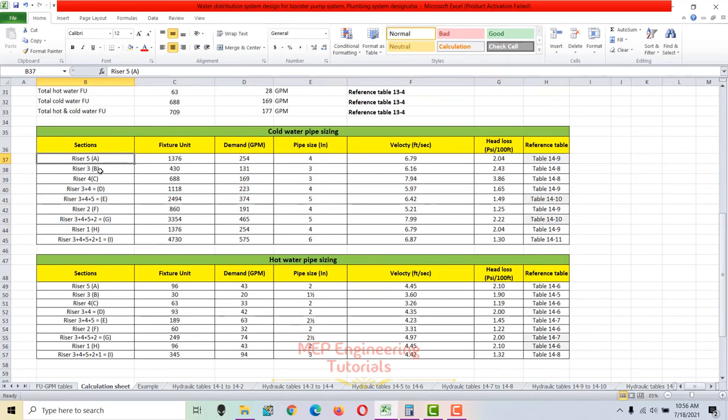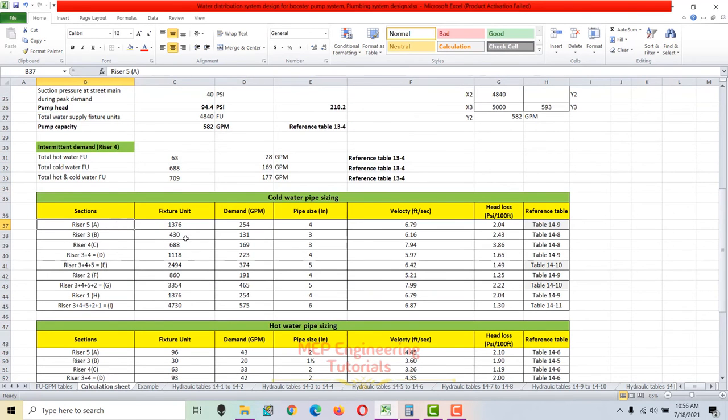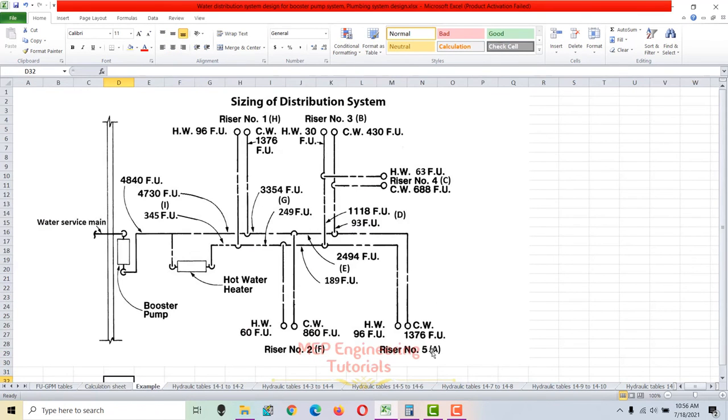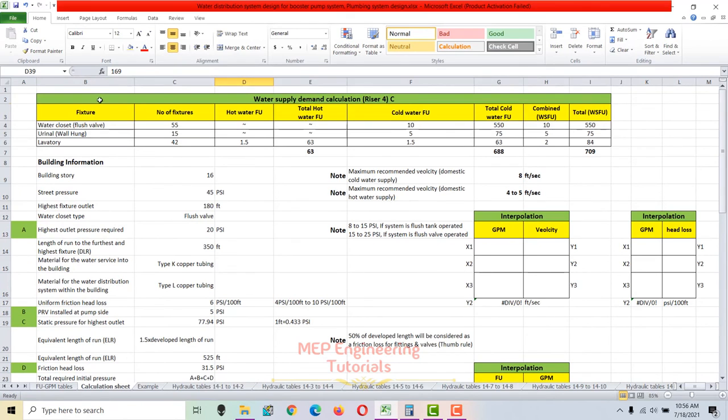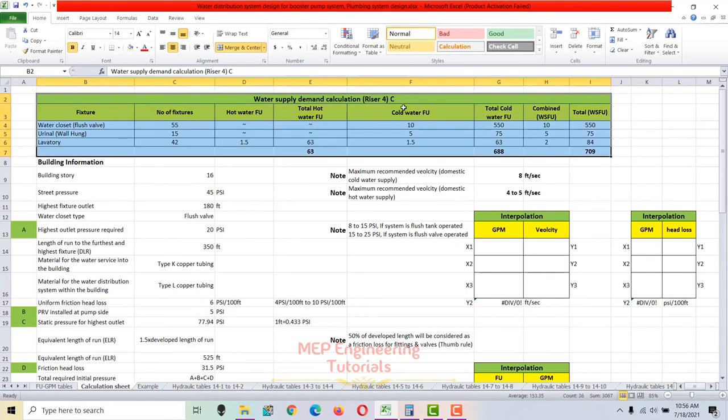So let's check for riser 5, which is represented by section A. You can see that riser 5 is represented by section A, and how many cold water supply fixture units we have here, 1376. I'm not going to calculate the demand for all risers. The way I have shown you for riser 4 represented by section C, in the same way you have to calculate the demand for each riser and each section. Otherwise the video will be much longer. This is just a procedure to show you how you can calculate.